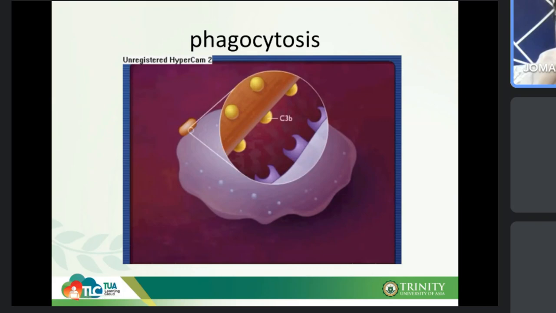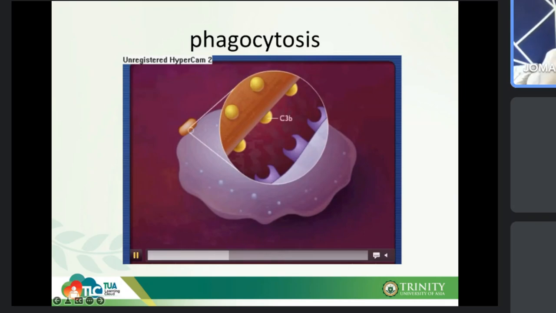Pag-aaralan natin siguro mga fourth week ng ating discussion. Ito yung ating mga complement protein. Complement protein na nag-coat dun sa ating bacteria. Anong process ulit yon? Opsonization. So anong tawag natin sa complement protein na to? These are your opsonins. Okay?